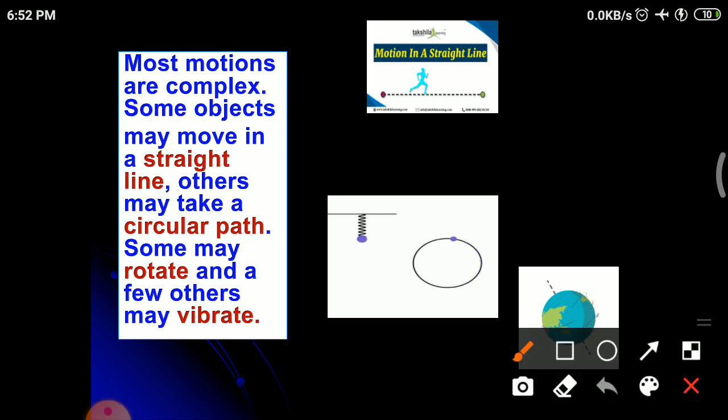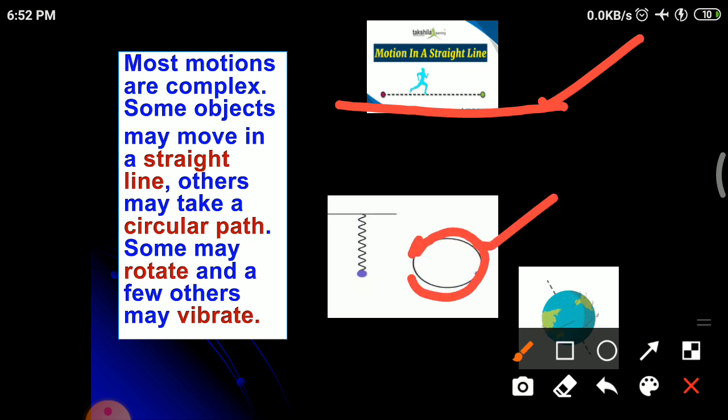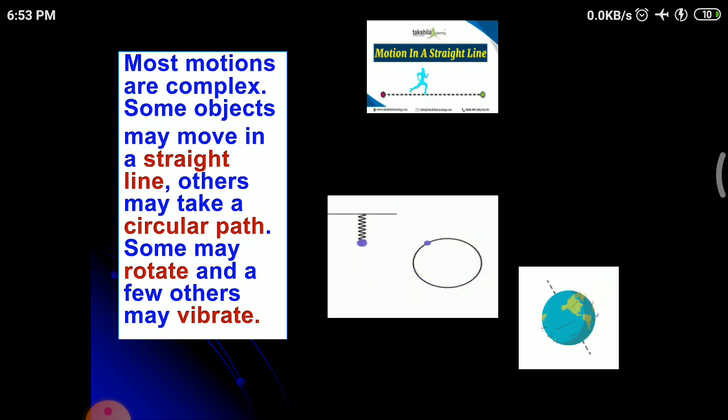When the object moves in a straight line, the motion is called rectilinear motion. When the object moves in a circular path, this motion is called circular motion. When the object vibrates to and fro or up and down, this motion is called vibratory motion. When the object rotates about its own axis, this motion is called rotational motion.